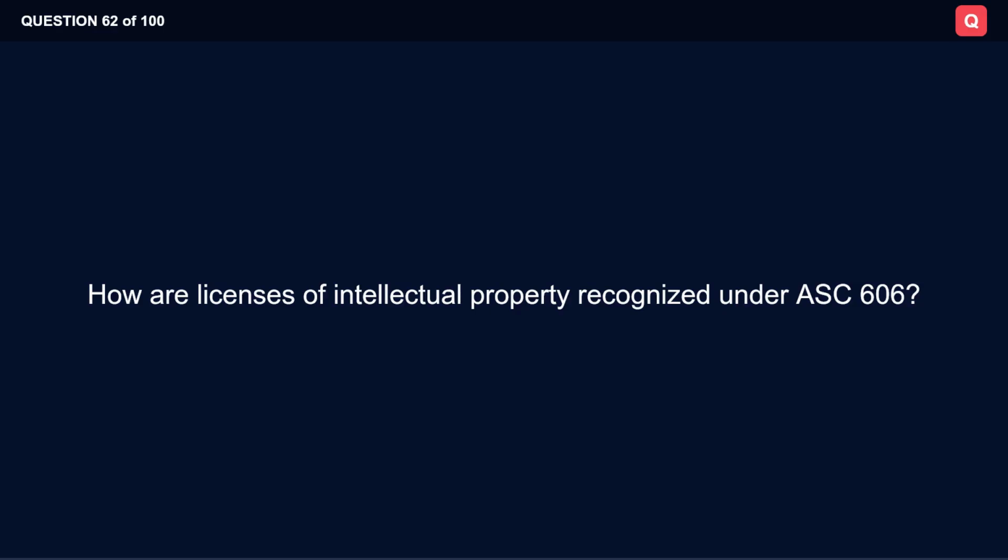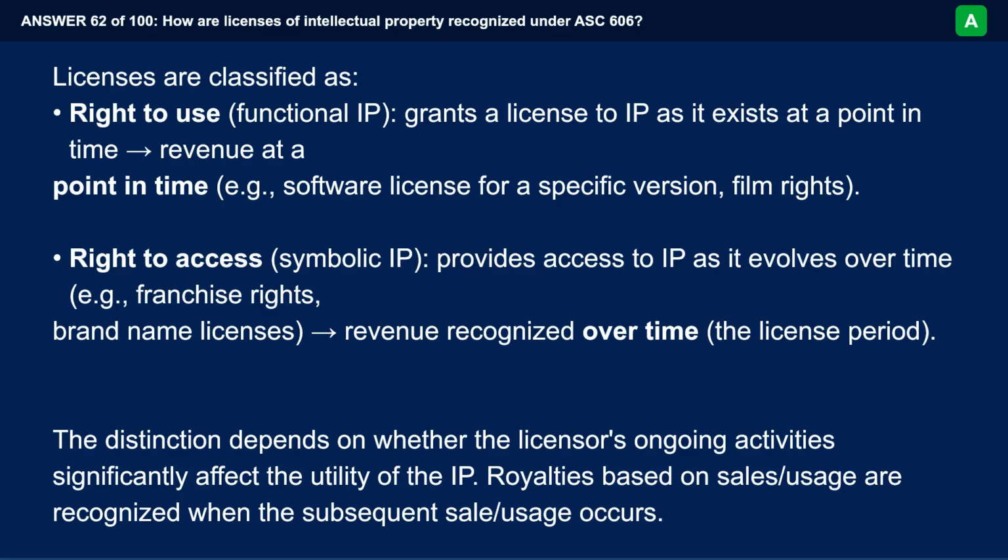How are licenses of intellectual property recognized under ASC 606? Licenses are classified as right to use, functional IP, which grants a license to IP as it exists at a point in time. Revenue is recognized at a point in time, for example a software license for a specific version, or film rights. Right to access, symbolic IP, provides access to IP as it evolves over time, for example franchise rights and brand name licenses. Revenue is recognized over the license period.